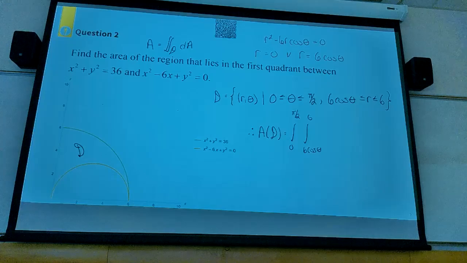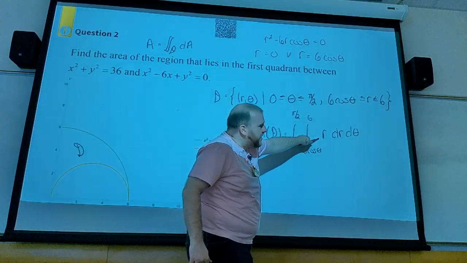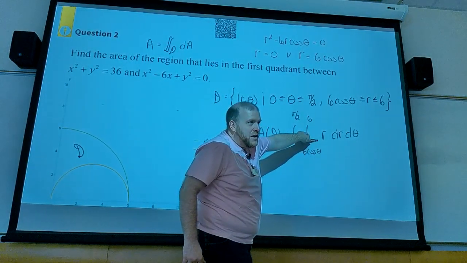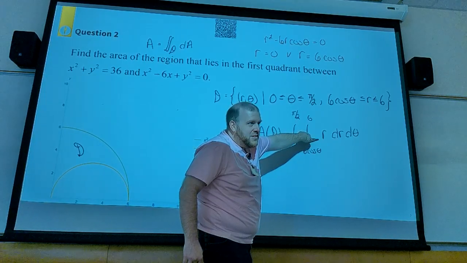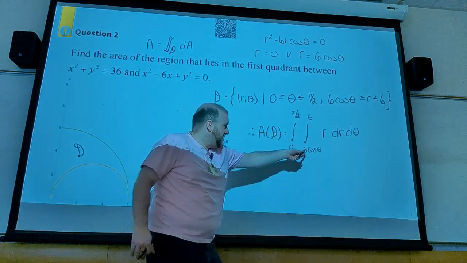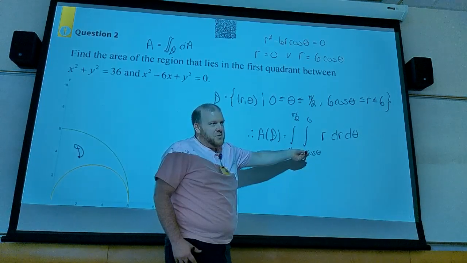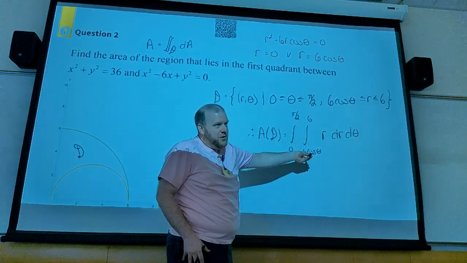Our integrand is 1, so that doesn't do anything. And then dA becomes r dr d theta. There is the setup, the iterated integral to find the area. Now it's just a matter of evaluating it. Notice what's happening in this case. Definitely no theta in the integrand, right? But does r depend on theta? It does. That means we can't do what we did before. We have to integrate with respect to r first.